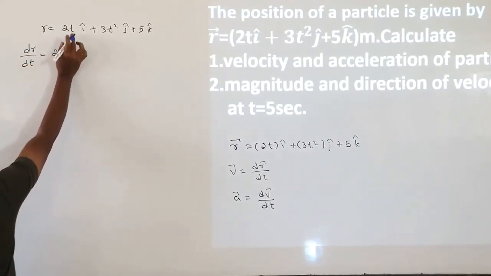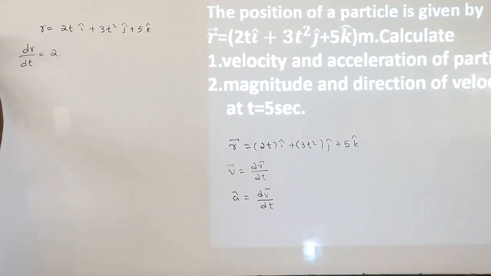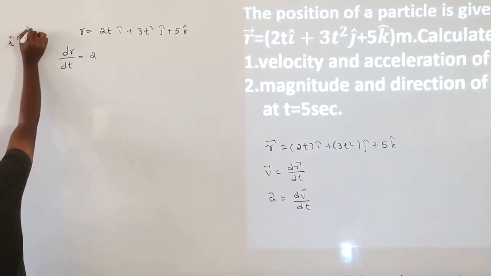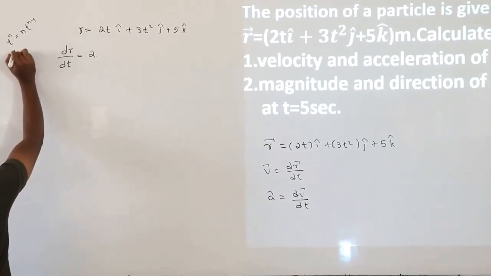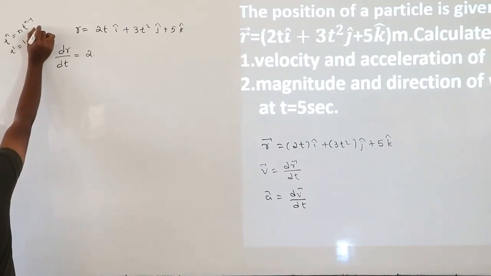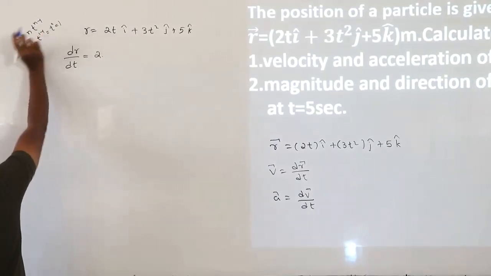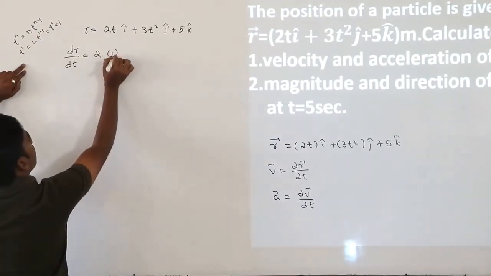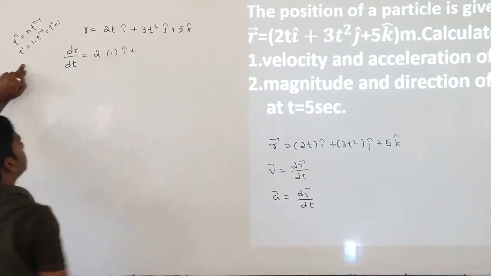To write as it is. Differentiation of what? t raised to n is equal to n into t raised to n minus 1. So t raised to 1 is equal to 1 into t raised to 1 minus 1. 1 minus 1 means t raised to 0, so this will become 1. So this is 1 i cap plus.